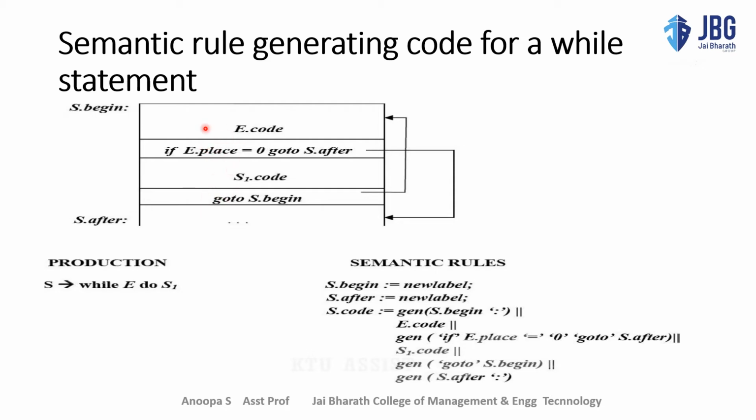So S.begin: E.code, if E.place is equal to 0, then go to S.after. That is, if the condition evaluates to 0, then we will go to the set of statements after the while. Otherwise, we will execute S1.code. Then after that, again, since it is a while condition, we have to go back, that is, go to S.begin. Okay.